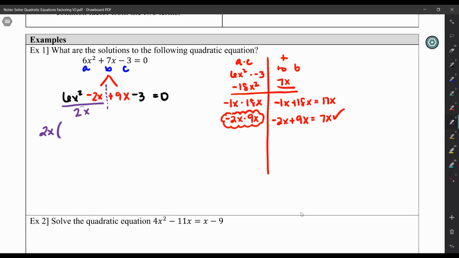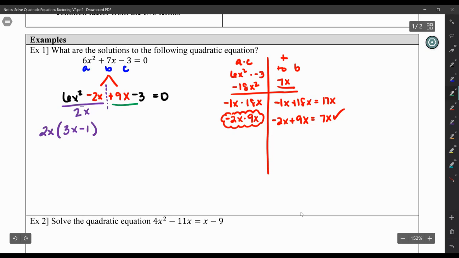And then I'm actually going to complete the division. So we end up with 3x minus 1. And again, if you were to multiply this back in, you get back where you started. 2x times 3x makes 6x squared. 2x times -1 makes -2x. So you're not changing your problem. You're simply making it look different. You're manipulating.